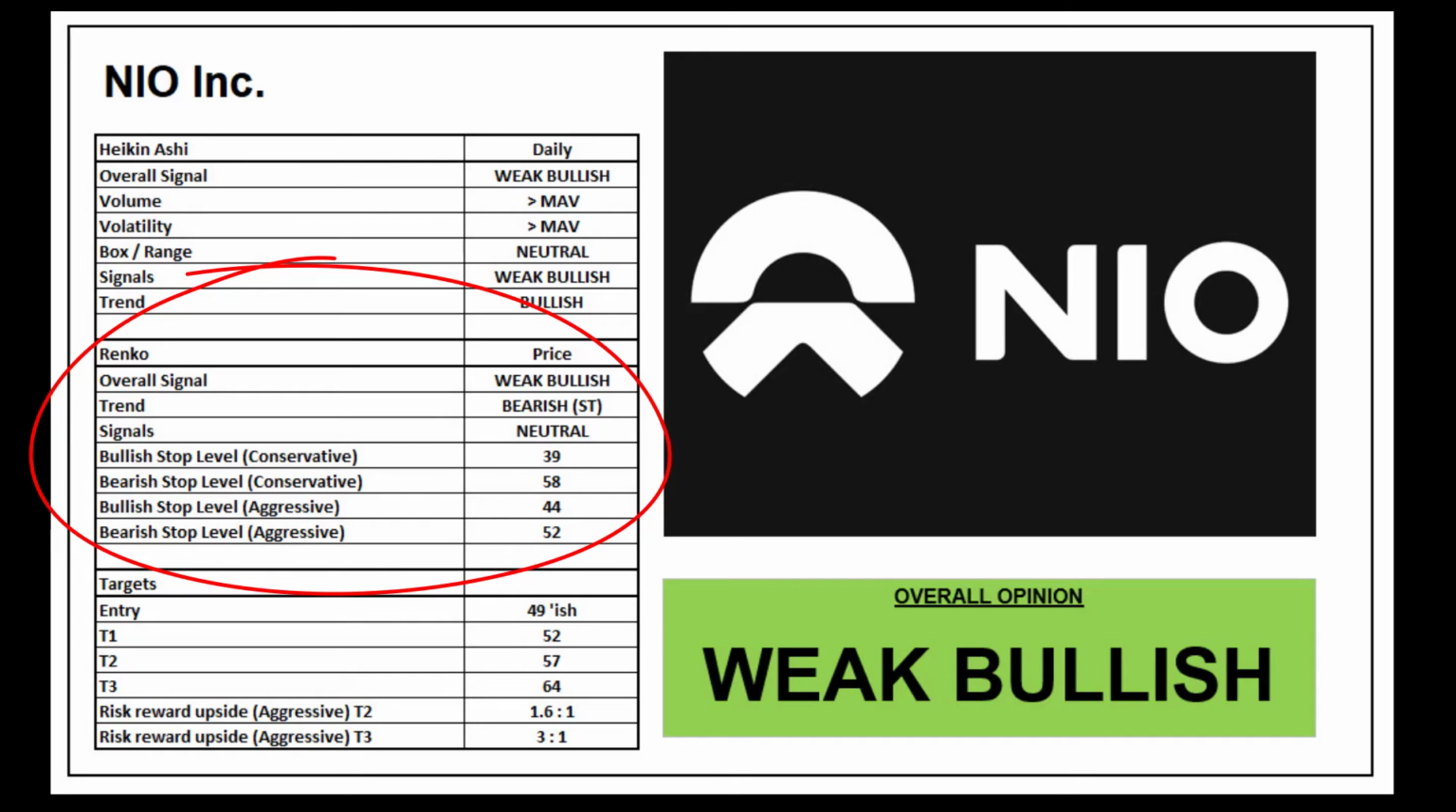39 and 58 for the more conservative approach if you're bullish or bearish, and 44 and 52 if you're more aggressive. And with our Fibonacci analysis giving us some upside targets as well, and with an entry probably where the signals turn more bullish again around the 49 area, we've got upsides of 52, 57, 64, and for target 2 and target 3, that's T2 and T3, we're looking at a 1.6 to 1, 3 to 1 risk reward type trade. So overall opinion: weak bullish.